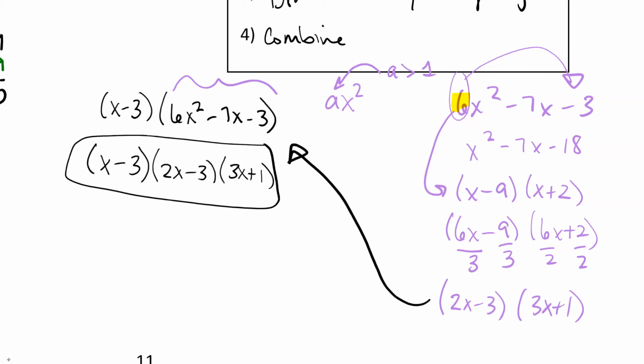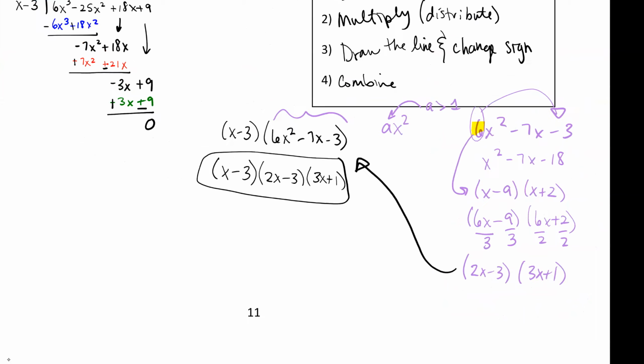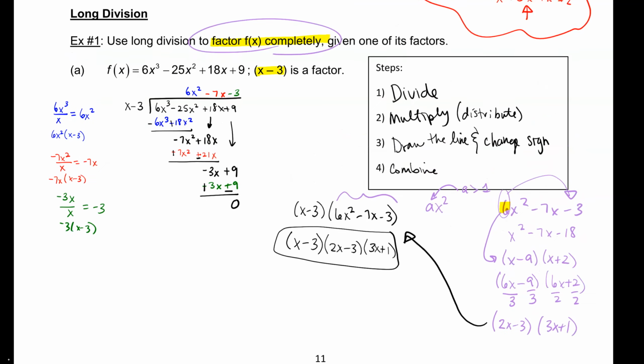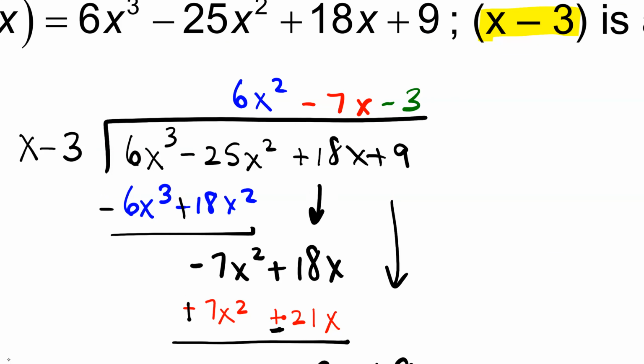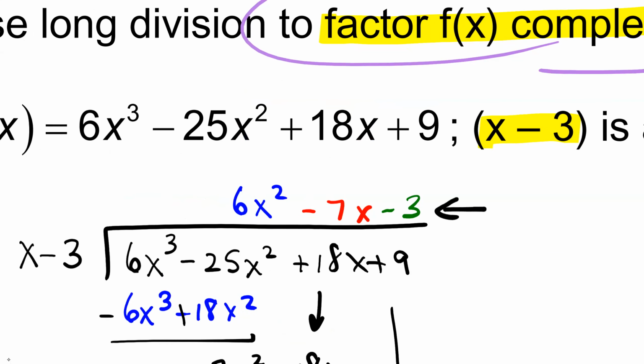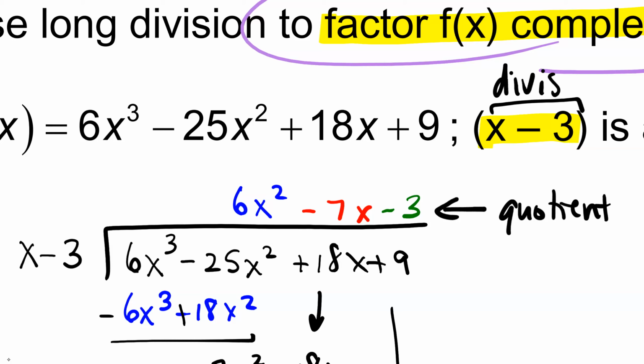Use long division to factor completely given one of its factors. So we found the factor, we divided out to find the quotient, right? And then we took the quotient and factored it. Lots of work. Let me just be clear what each one of these is. The thing that we found at the end is called the quotient. The item that we're dividing by is called the divisor. And this guy right here, the thing that we are dividing, is the dividend.